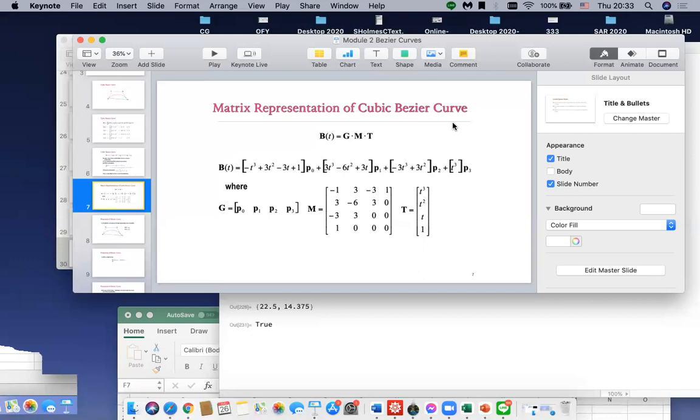I leave this to all of you as homework: to find the general form of the matrix representation of a Bezier curve of any degree. You can find it, and then we will talk about this later next week.